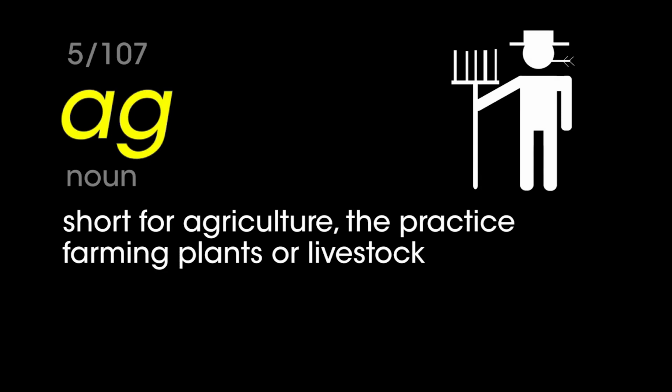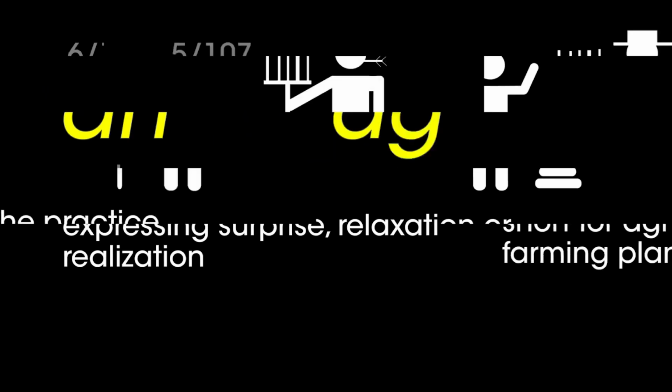AG is short for agriculture. Okay, cool. I don't really know much about agriculture, but maybe that's a common thing. Maybe they say ag usually.